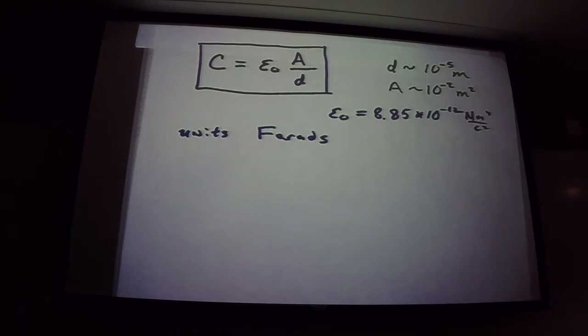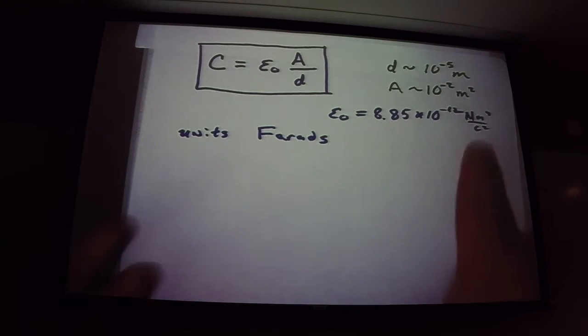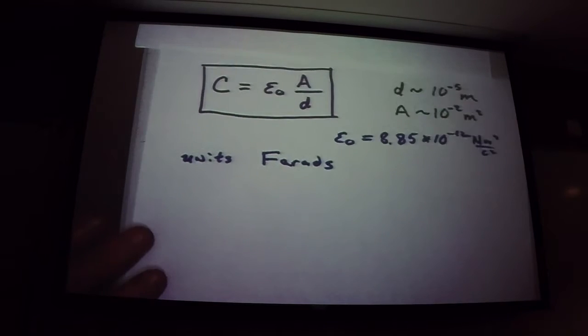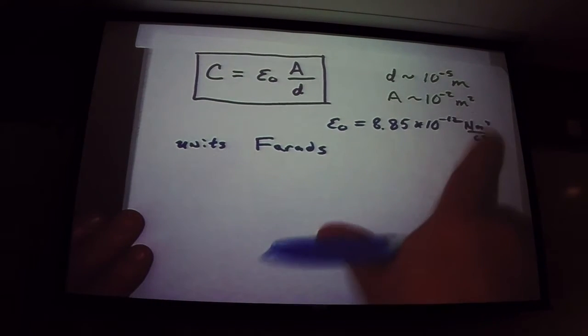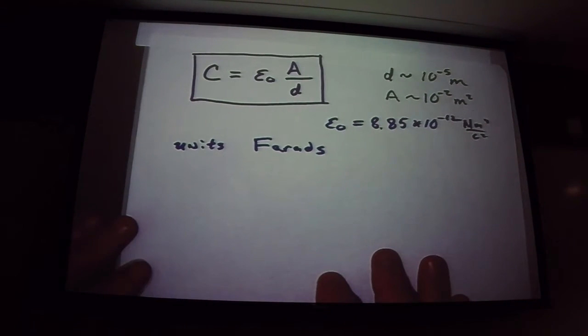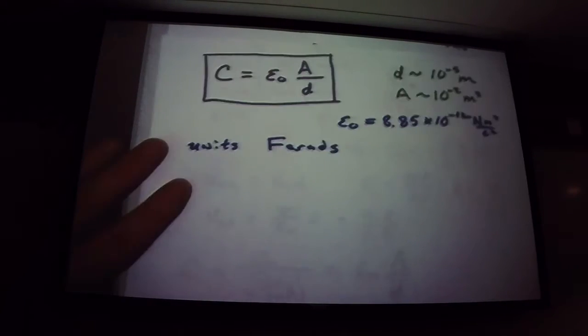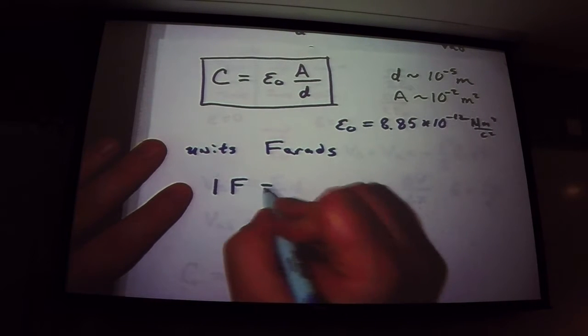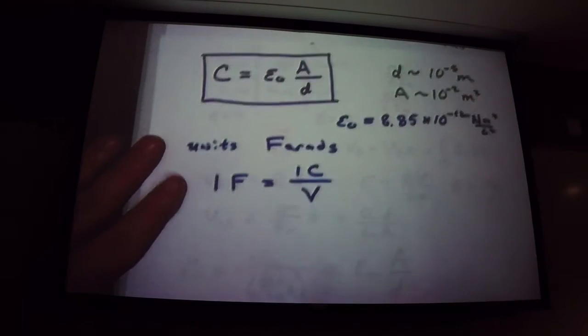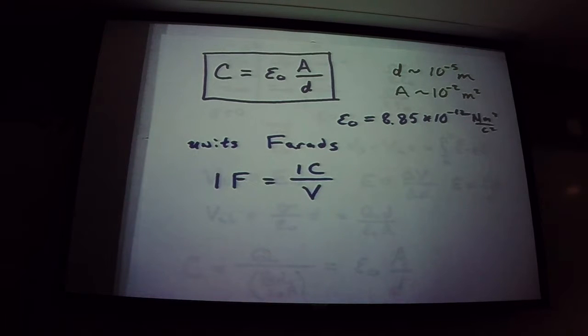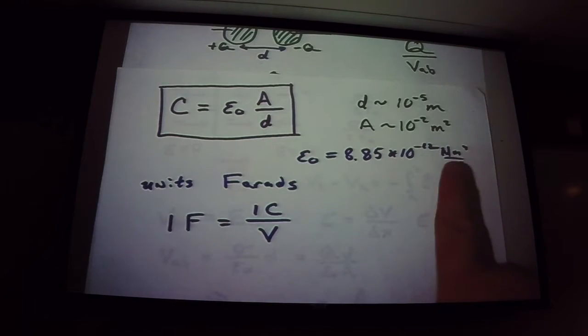So what we're essentially looking for is Newton meters cubed over Coulomb squared. That's what farads are. No, farads aren't that. That's epsilon naught. But if you want to break down what farads are, let's use the easier formula to do it. There it is. 1 farad is equal to 1 coulomb per volt. There, that's easy. Use the definition. It turns out to be Newton meters cubed per Coulomb squared.